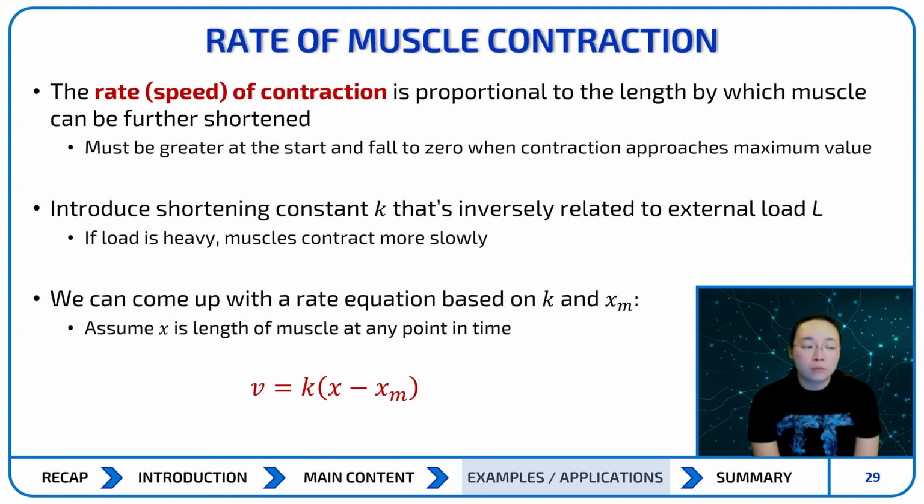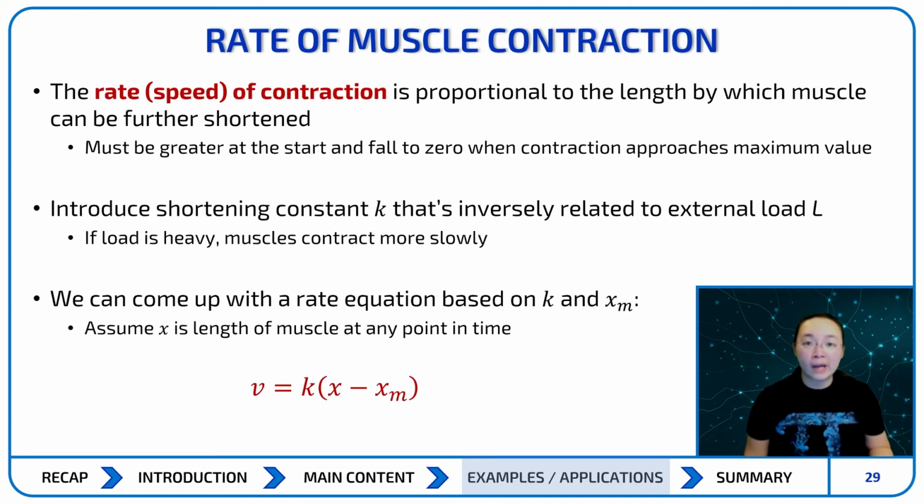So to start off, we're going to introduce something called the shortening constant, K, and that shortening constant has to be inversely related to the load L. And this kind of makes sense because if my load gets heavier and heavier on my hand, then my muscle is going to contract more slowly because there's so much more weight that I have to lift. So we can actually come up with a rate equation based on these two values, K and XM. So it's just a proportionality constant.